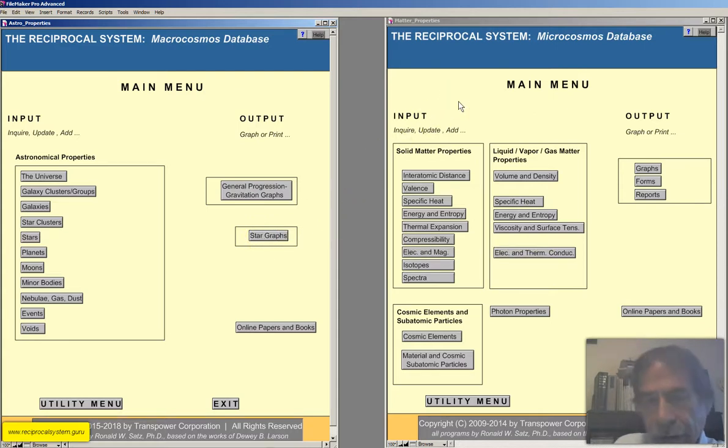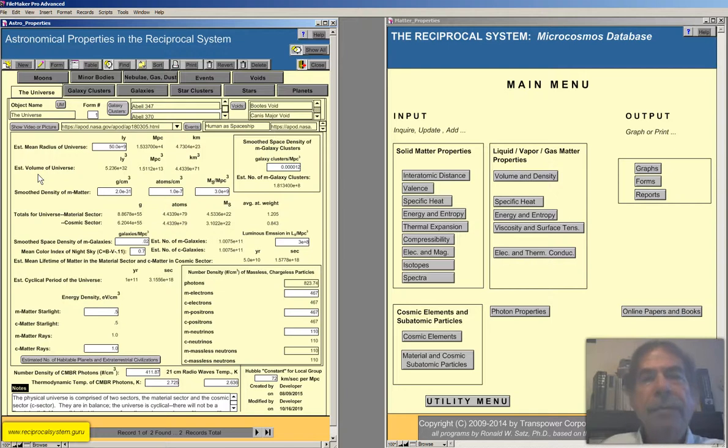To the right is the Microcosmos database. I'm not going to go into that today, but I just wanted to show this to you because it proves that the reciprocal system is a theory of everything. Of course, I don't have any metaphysics here, but the reciprocal system and its extension to the non-physical realm does cover all of existence. All right, let's begin with the universe as a whole. This is the subject of cosmology.